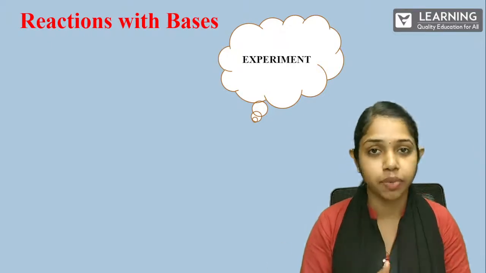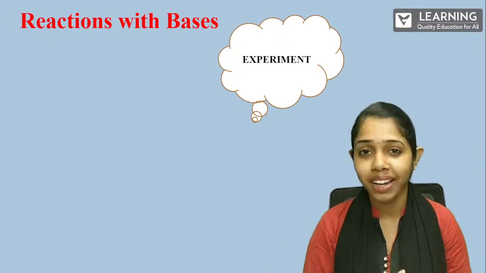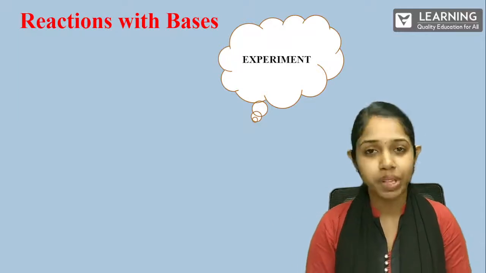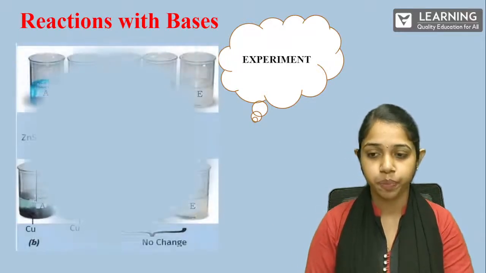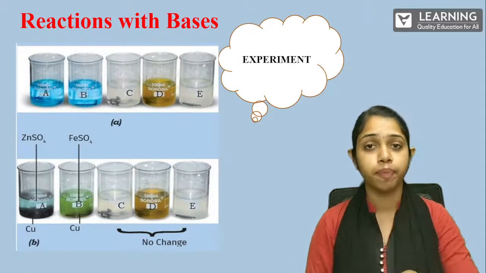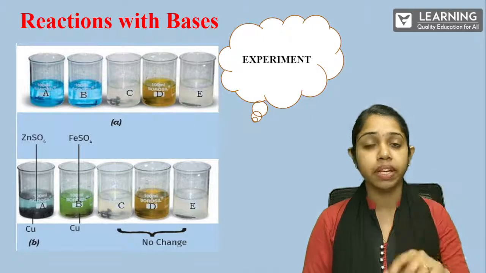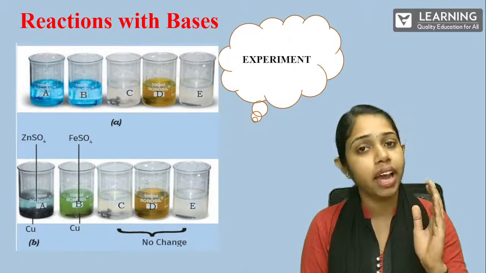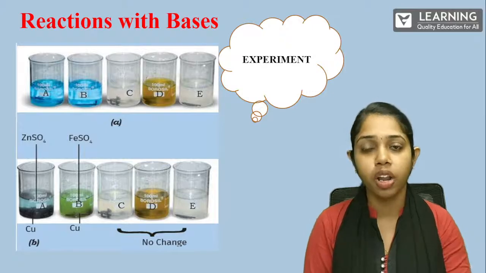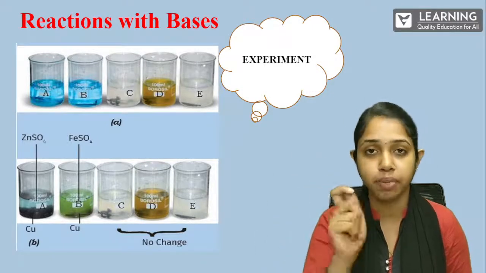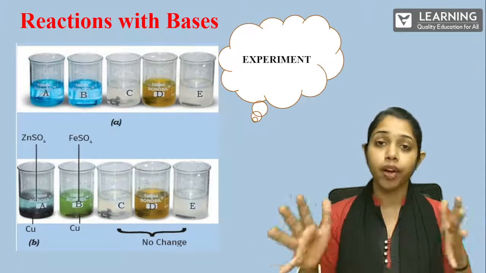Let us try an experiment and understand how our metals react with the bases. You can all see there are 5 beakers. Let us name them A, B, C, D and E. We have named all of them, and see the first image, that is image A. In that, there are 5 beakers.